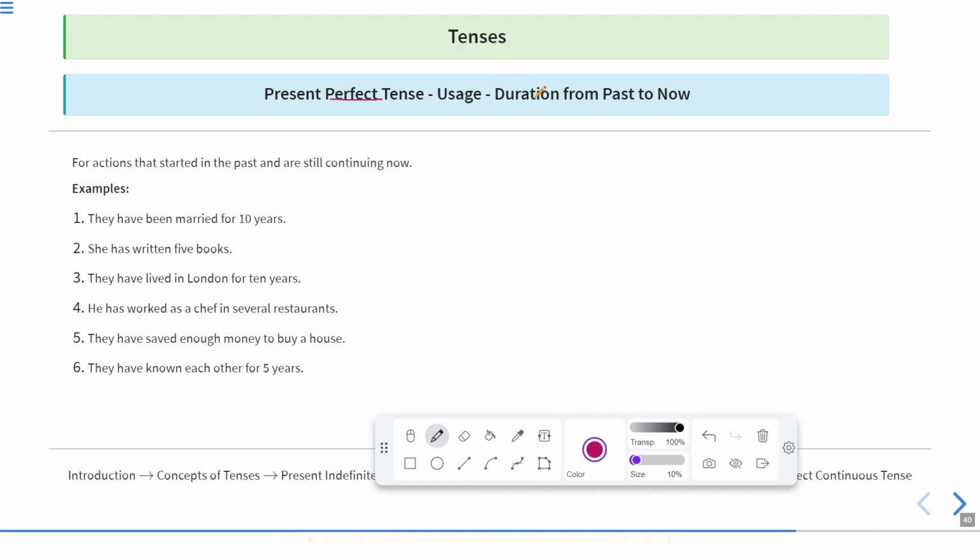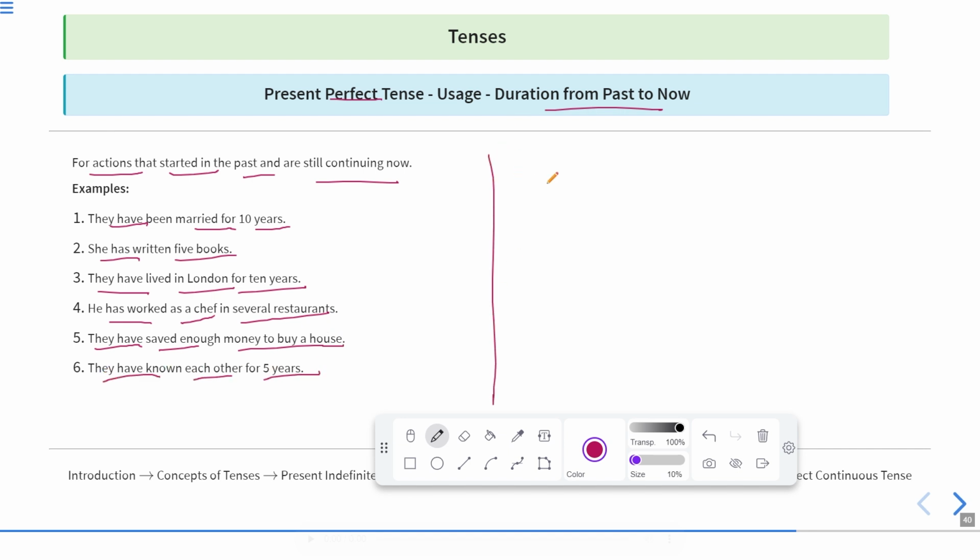Here, present perfect tense is used with the duration from the past to now. For actions that started in the past and are still continuing now, they should also be written in present perfect tense. Okay, they have been married for 10 years. She has written 5 books. They have lived in London for 10 years. He has worked as a chef in several restaurants. They have saved enough money to buy a house. They have known each other for 5 years.